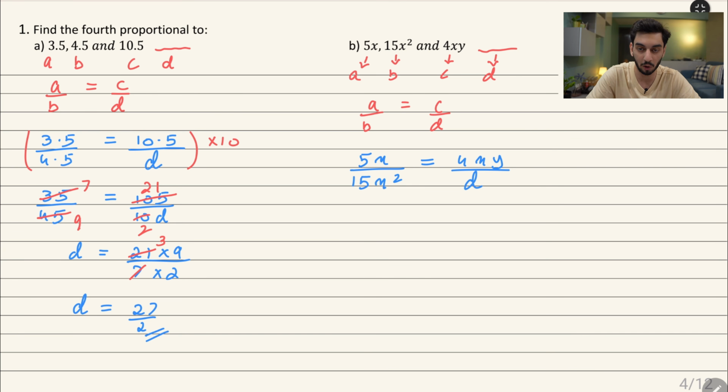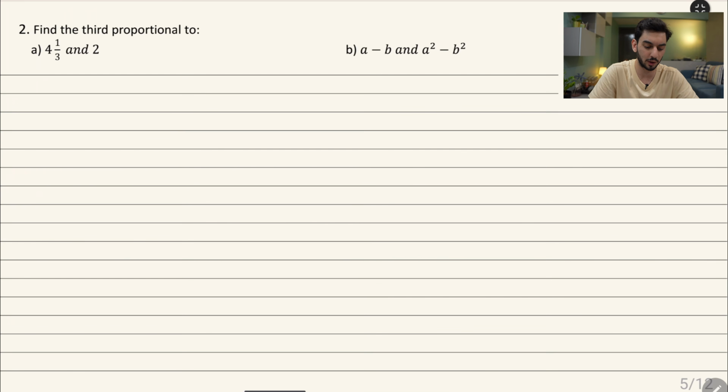Let us try to simplify all of this. 5 times 1 is 5, 5 times 3 is 15, and one of the x's can just go away. I have a 3x in the denominator here, it goes to the other side, and the D comes to this side. So D is equal to 4xy times 3x. So D would finally be equal to 4 times 3 is 12 and x square y. That is basically your fourth proportional. Very easy. Let us move ahead to the next question.